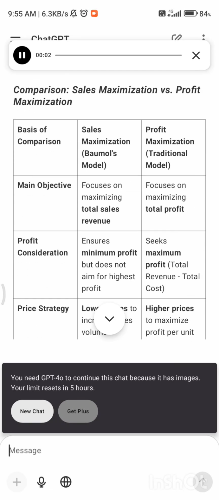Comparison, sales maximization versus profit maximization. Basis of comparison, sales maximization. Profit maximization, traditional model, sales maximization.